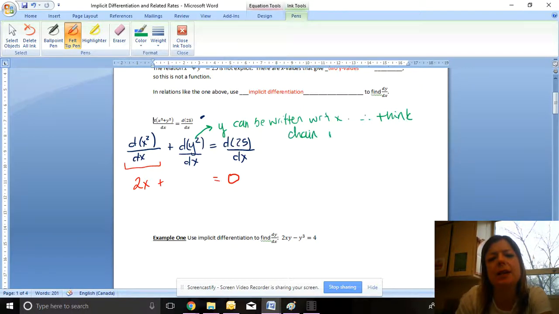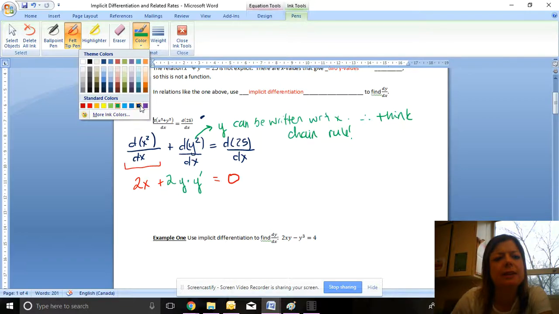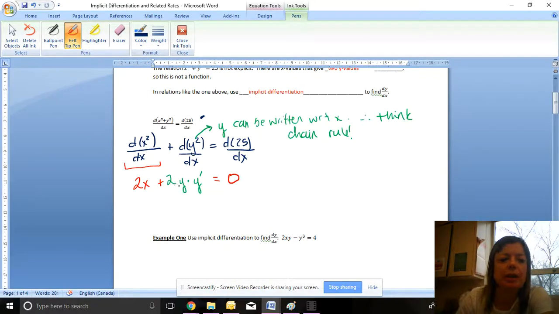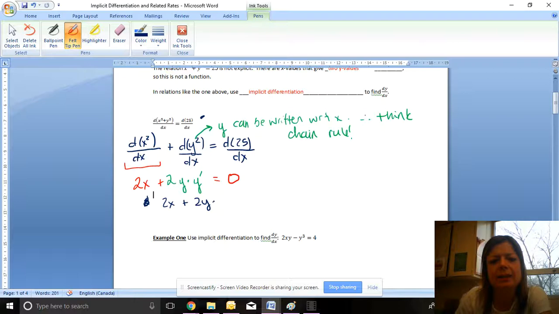If you were taking y, which is a function of x, you would take the 2 down, you would leave y the same, and then you would multiply it by the derivative of y. So this is how we write it: 2x plus 2y times y prime equals 0. You can leave it as y prime, or you can rewrite this in Leibniz notation: 2x plus 2y times dy/dx equals 0.